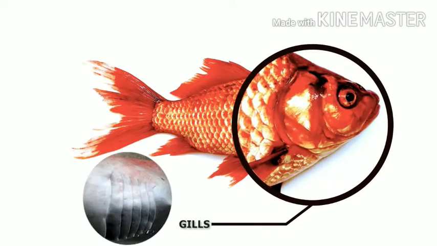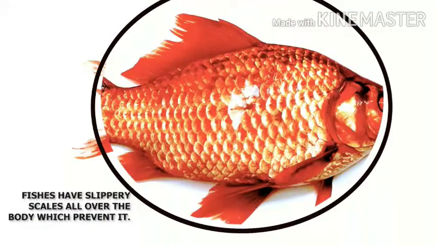Fish have developed an organ called gills. Gills absorb oxygen dissolved in water. These organs cannot absorb oxygen from open air, and thus when a fish is brought outside of water, it suffocates and dies. Most fish might have danger of getting wounded from stones or from fights with bigger fish. Fishes have slippery scales all over the body which prevent this.